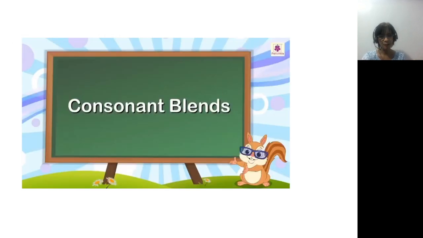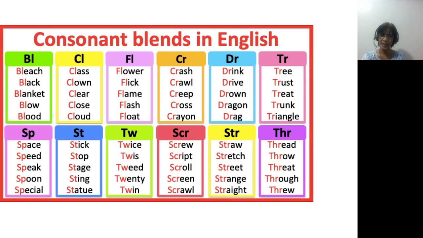Now, aside from the schwa and the diphthongs, we also have the consonant blends. This is the exact opposite of the diphthongs. If the diphthongs are two vowel sounds making just one sound when blended together, consonant blends are two or more consonants blended together to make one sound only. So let's go through some examples.